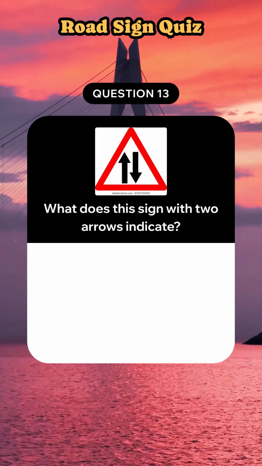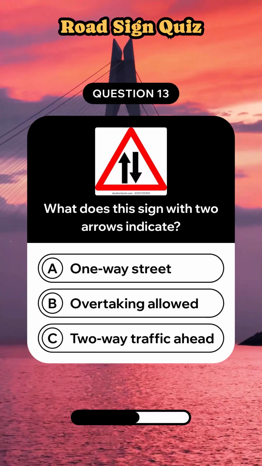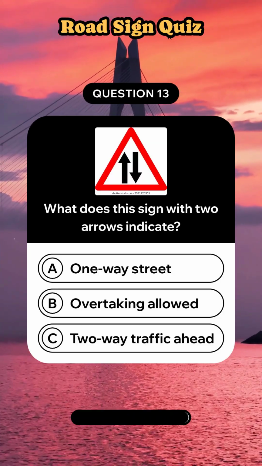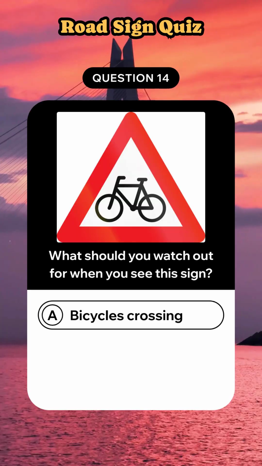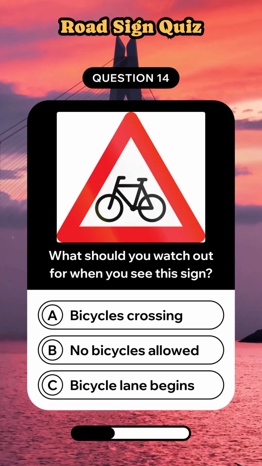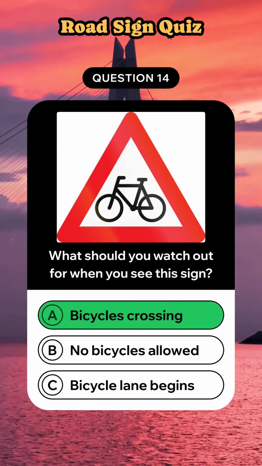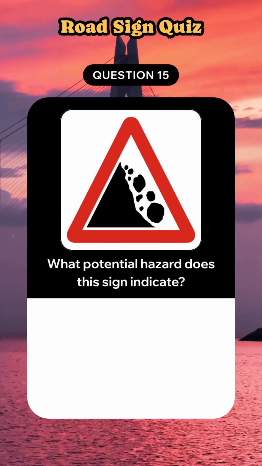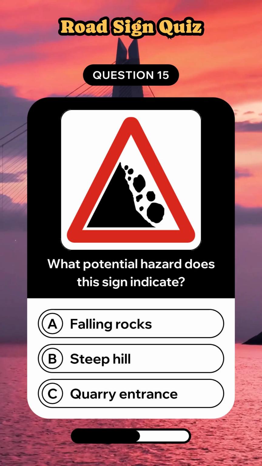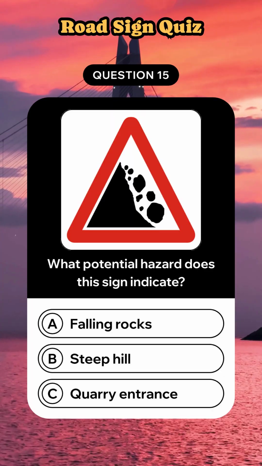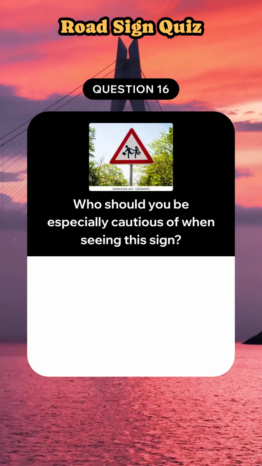What does this sign with two arrows indicate? What should you watch out for when you see this sign? What potential hazard does this sign indicate? Who should you be especially cautious of when seeing this sign?